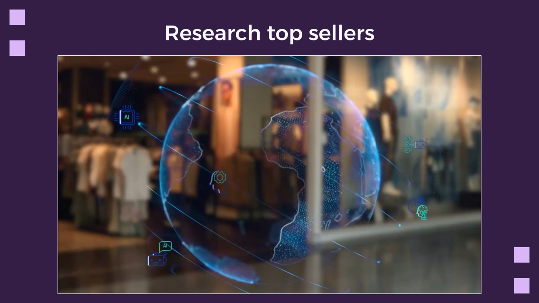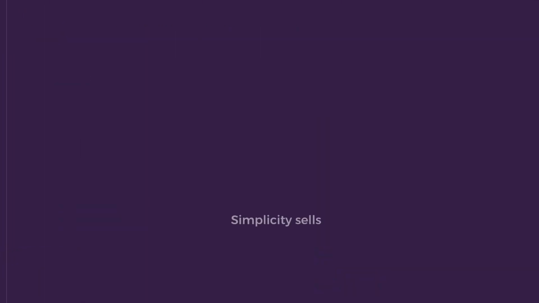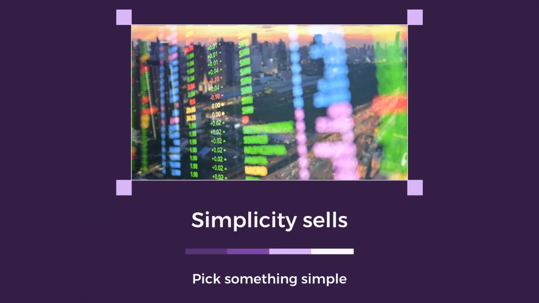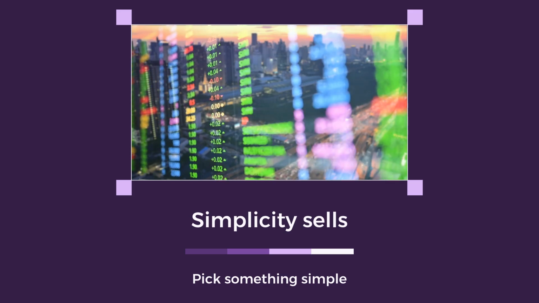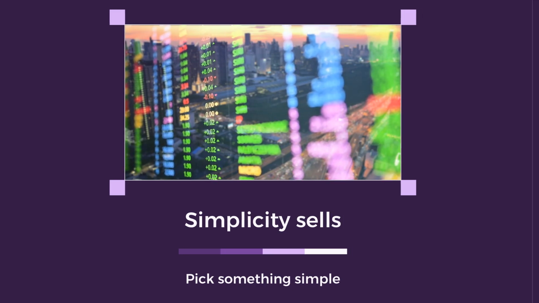Go to Etsy or Gumroad and look for top sellers. Check categories like Notion planners, social media templates, budget spreadsheets, or printable journals. Pick something simple, because simplicity sells.